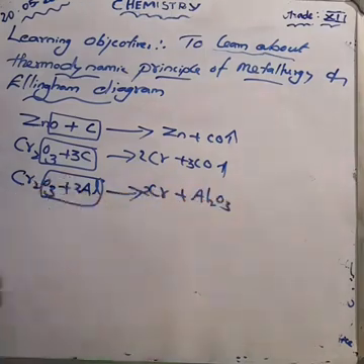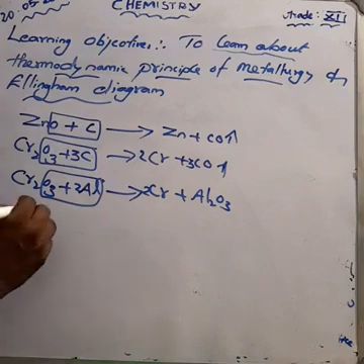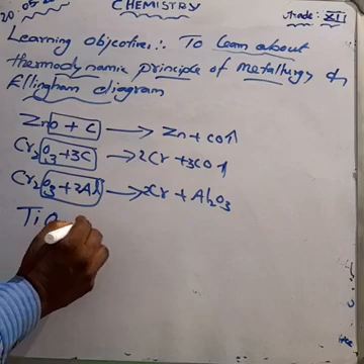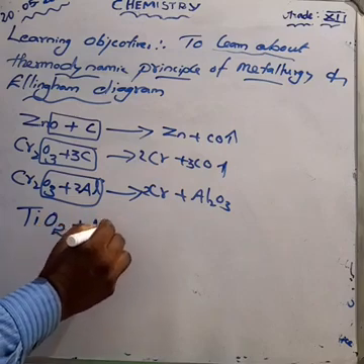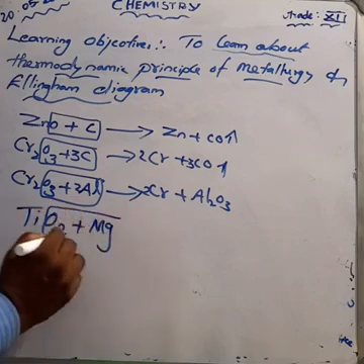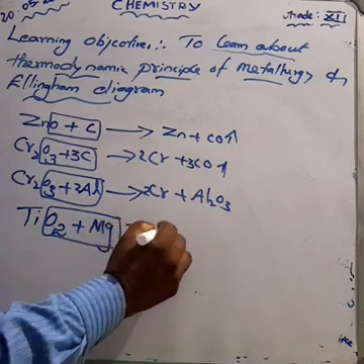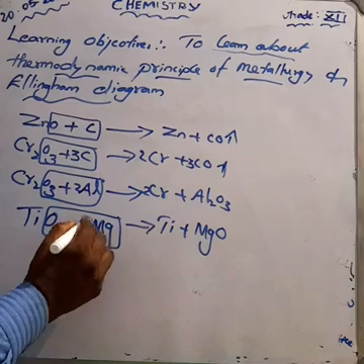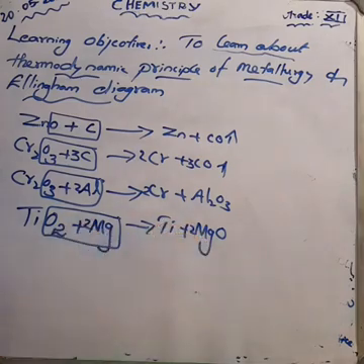Next about titanium oxide. What is the formula? TiO2. We are using one reducing agent, magnesium. Magnesium combines with oxygen, we get titanium plus magnesium oxide. We have to balance the equation. 2MgO. Am I right?